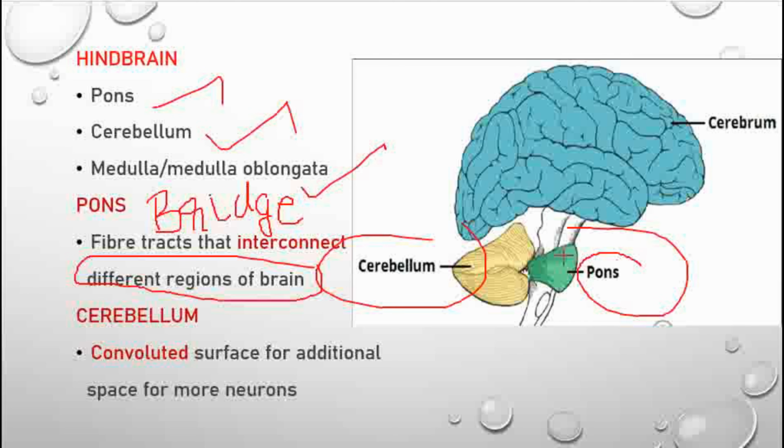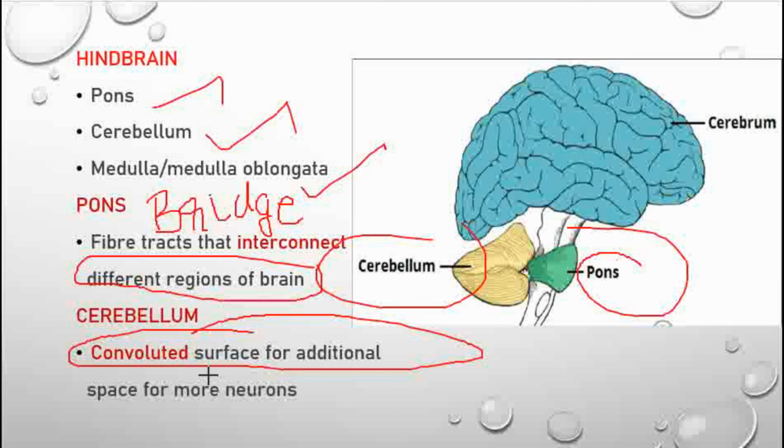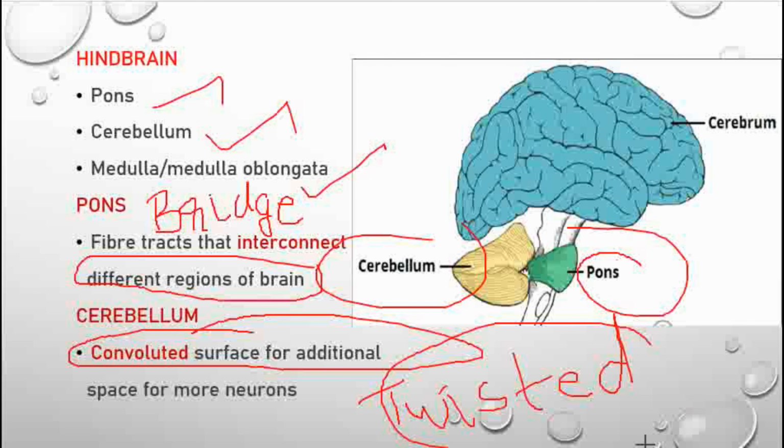Next, coming to the next structure, the cerebellum. What is the cerebellum? It has a convoluted surface, giving additional space for more neurons. What is convoluted? Twisted or coiled; you call it convoluted. Why is this convoluted surface present in the cerebellum? It gives a little more space for more neurons. So that's the role of the cerebellum. Let's move on to the next slide.